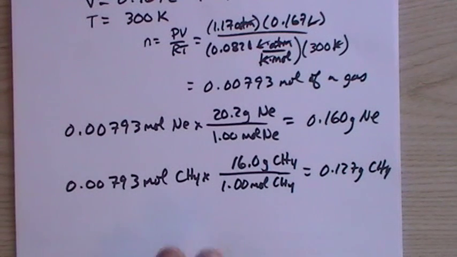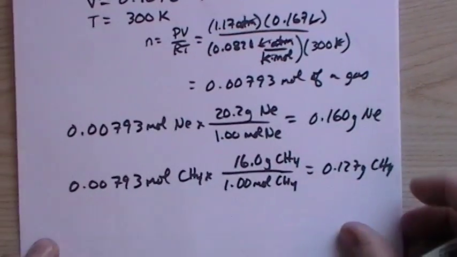So the moles are the same, but the masses of the same amount of gas are different. If we have two different samples at the same volume, temperature, and pressure, but they're different gases, the masses are going to be different. Okay.